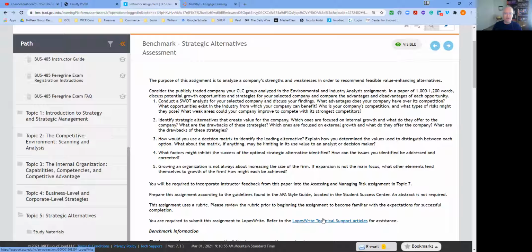Also, growing the organization is not always about increasing the size of the firm, as it says in number 5. If expansion isn't your focus, what other elements lend themselves to growth of the firm, and how can it be achieved?